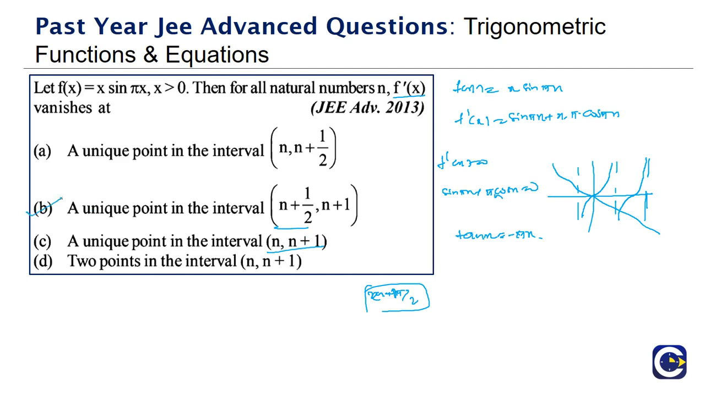So the answer for this question is a unique point in the interval n plus 1 by 2 comma n plus 1, and a unique point in the interval n comma n plus 1. So there are two answers for this question, which are B and C. Moving on to the next question.